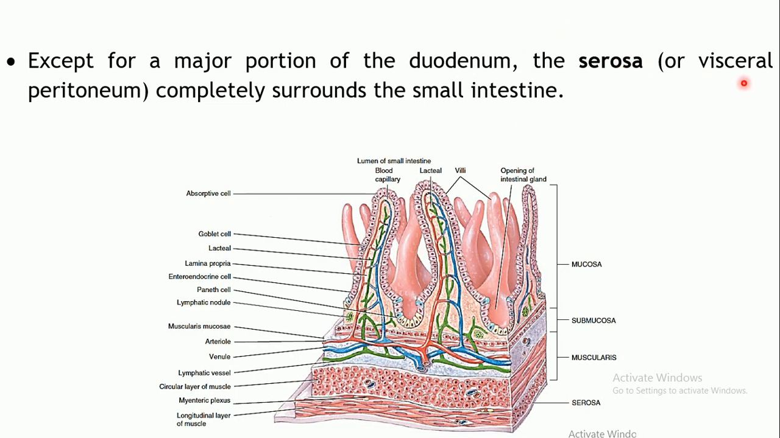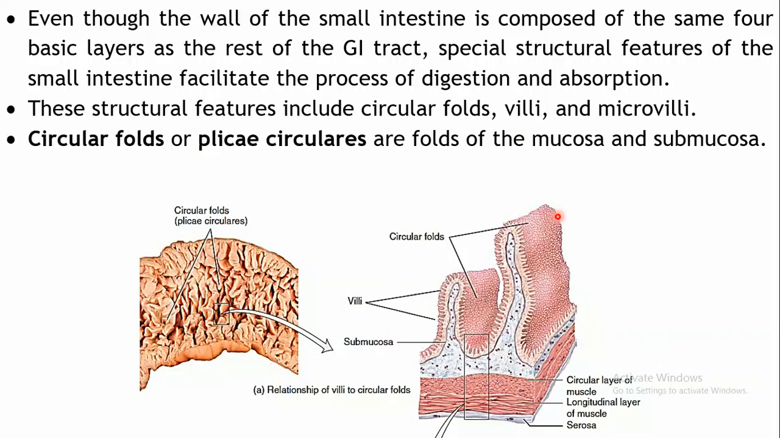So serosa mainly comprises the visceral peritoneum. Except for the duodenum, as we have seen, which is a retroperitoneal part of the small intestine, most of the small intestine is covered entirely by the serosa, which is actually a visceral peritoneum. It comprises areolar connective tissue and a squamous epithelial layer. Okay, so this is to do with the layers of the GI.